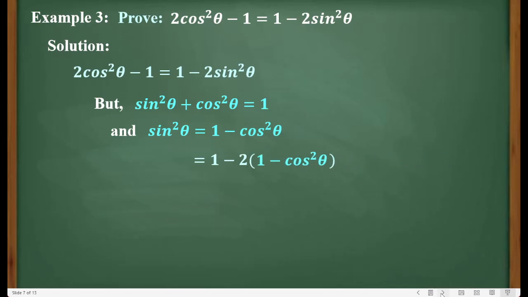Then distribute 2 to each term inside the parentheses. So the left side now becomes 1 minus 2 plus, negative times negative is positive, so 2 cosine squared theta.